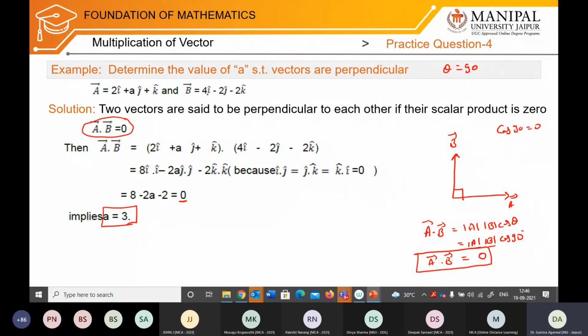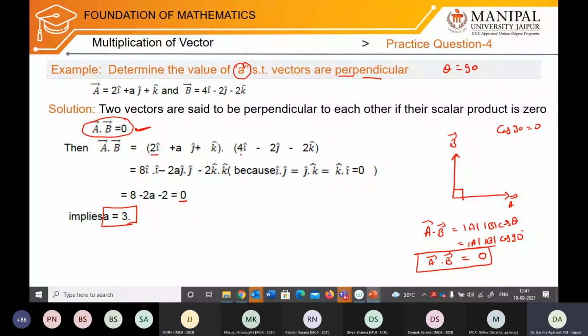Now the question is saying that both the vectors are perpendicular. It is already mentioned in the question that both vectors are perpendicular, and I need to find the value of A. If both the vectors are perpendicular, that means this condition should be satisfied by the vectors. So I just find A dot B. How can I find A dot B?